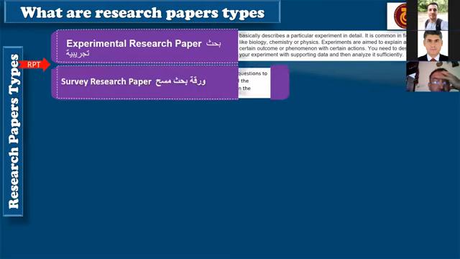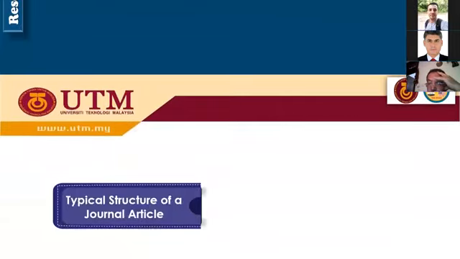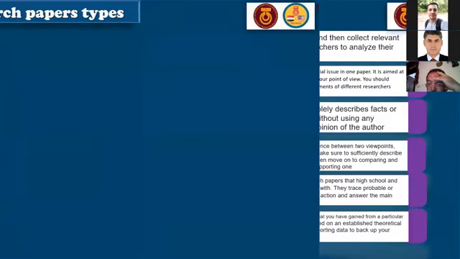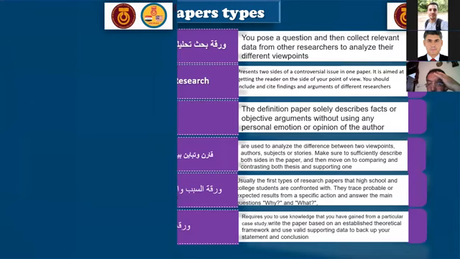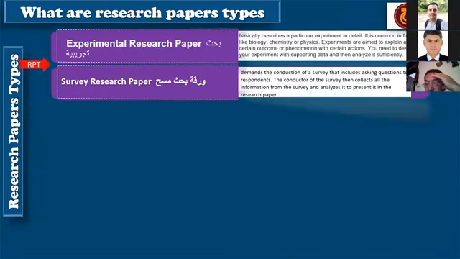And lastly, the survey research paper demands the conduct of a survey that includes asking questions to respondents. You conduct the survey, then collect all the information from the survey and analyze it to present it in the research paper. So from the previous, we explained how many types of research paper there are: analytical research paper, argumentative research paper, definition paper, compare and contrast paper, cause and effect paper, interpretative paper, experimental research paper and survey research paper.